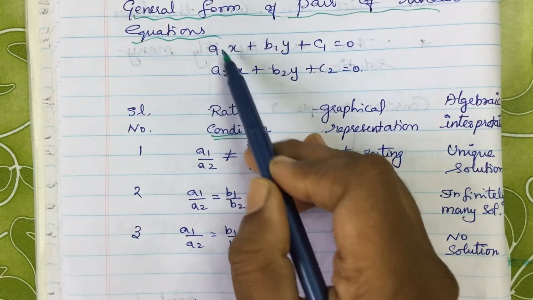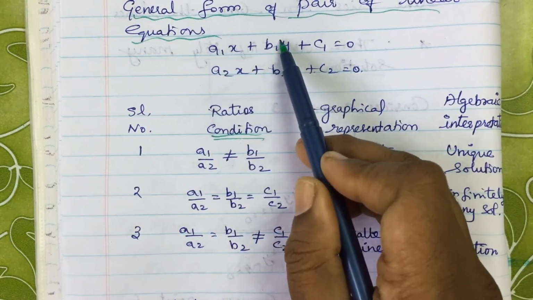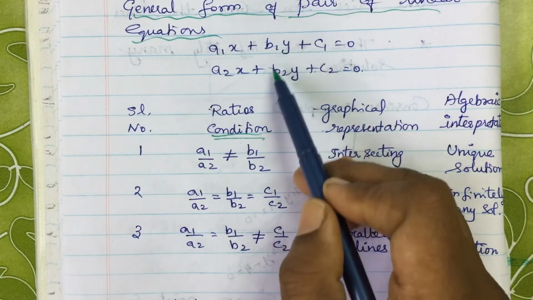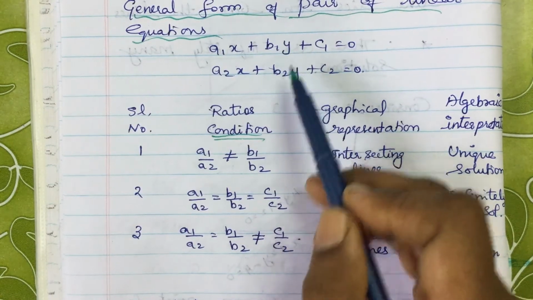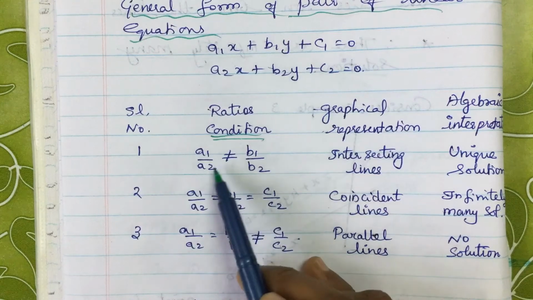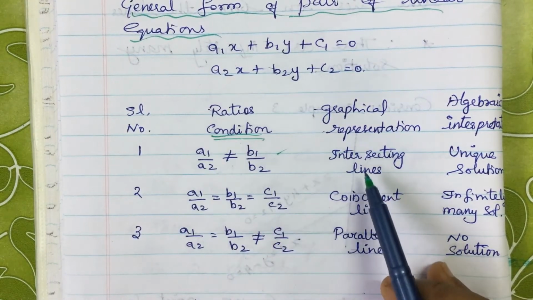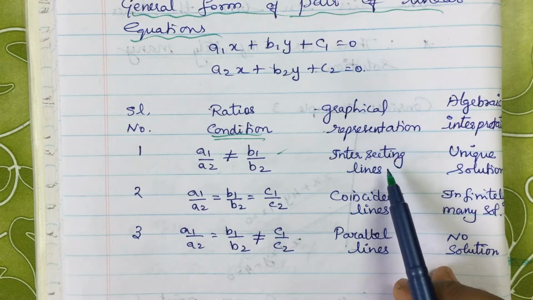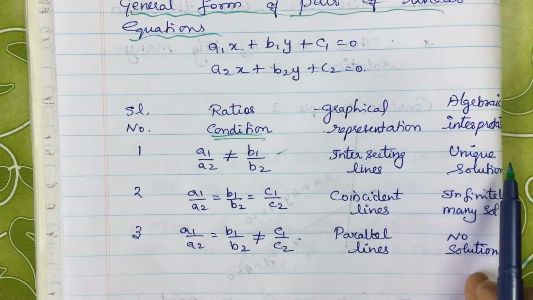That is, on dividing these two numbers, they should not be equal to the answer you will get on dividing b1 by b2. Therefore whenever this condition is satisfied, you can call those lines intersecting lines. In the graph, the lines are intersecting and the solution is a unique solution.